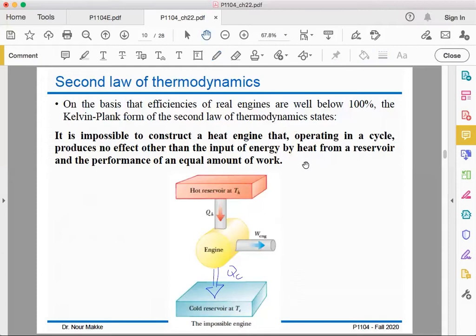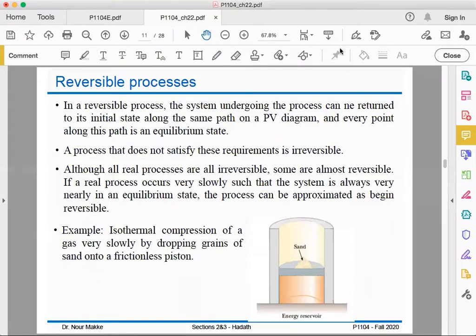So as you can see, the second law of thermodynamics is not a physical law as we usually see, like an equation. It's just a statement. It's not an equation. So let's continue with the reversible processes. Reversible processes and irreversible processes, what is the difference between the two?